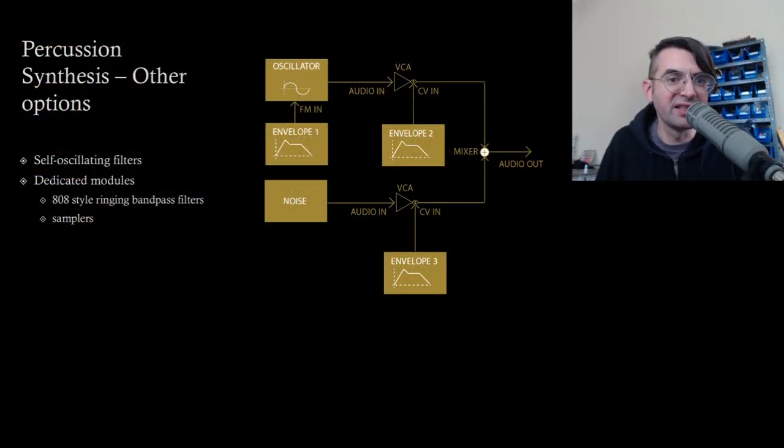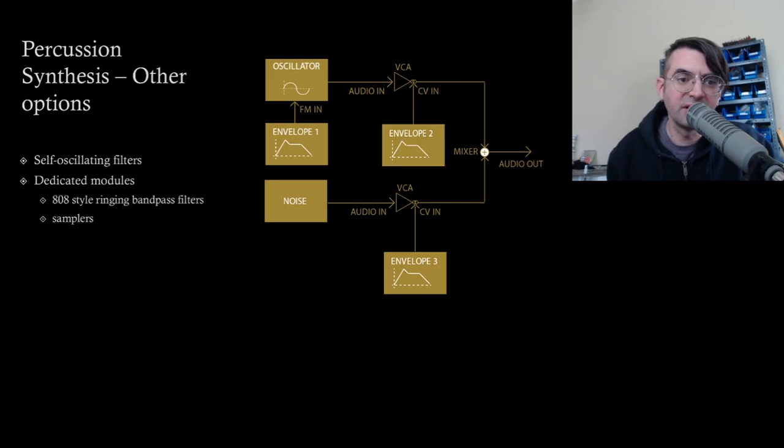Those are some pretty basic synthesis patches. There are certainly other options like dedicated modules and self-oscillated filters. You can use things like samplers. This patch is similar to how the 909 kick and snare is generated, but the 909 cymbals are samples. The 808s use ringing filters, which are pretty much dedicated drum modules.